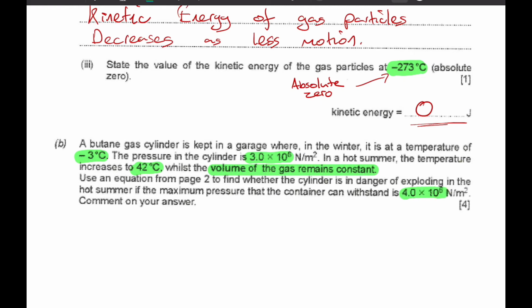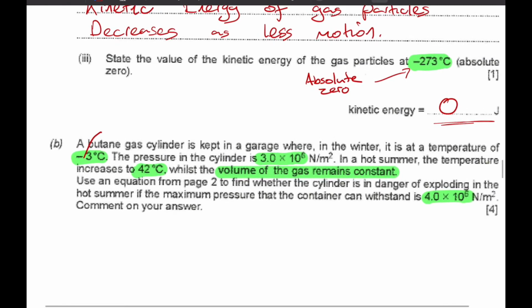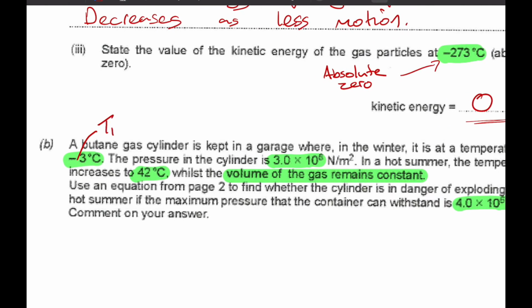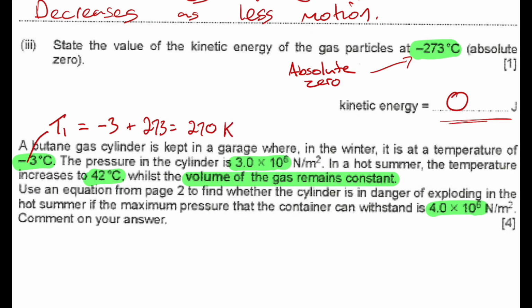Then there's a number at the end there, which we don't need to use in the calculation, but we need to be aware of it. So let's label up what these numbers represent. So minus 3 is the first temperature, T1. But the problem with this is it's in Celsius and we need to put it into Kelvin. So we need to add 273 to that number to transfer it into Kelvin, which gives us 270 Kelvin.